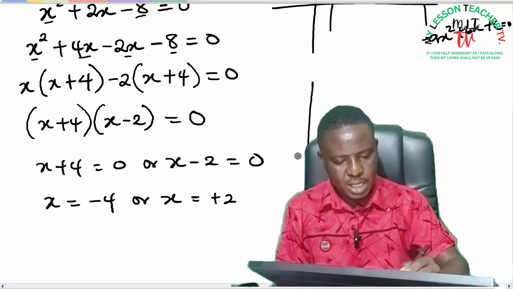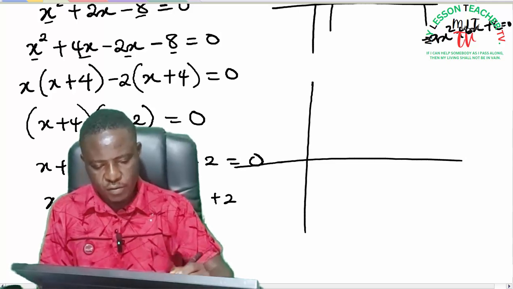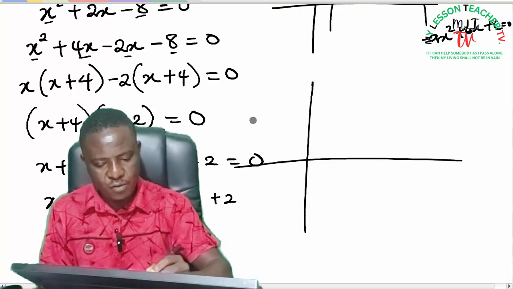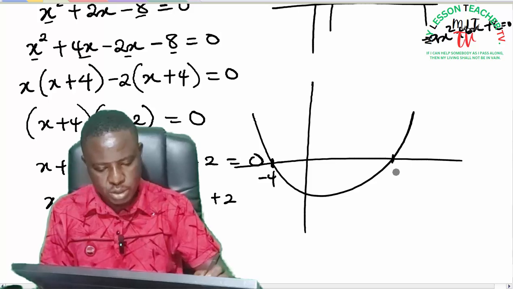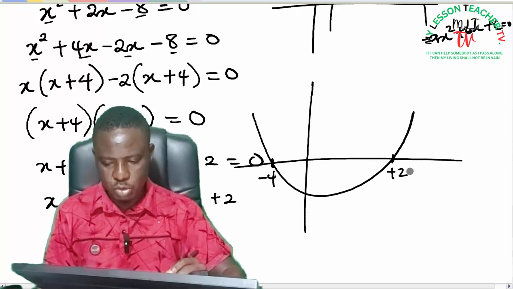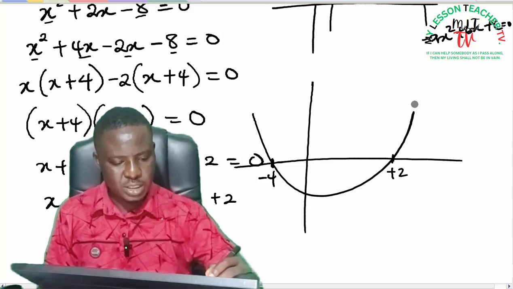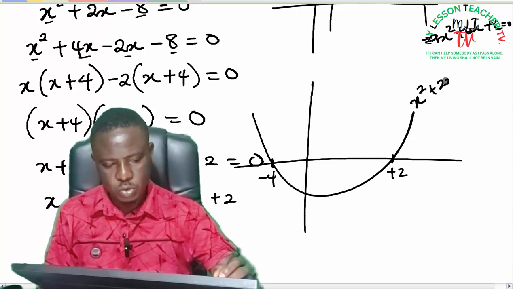So that means that this is a graph. If this is a graph, we have our graph to be in this form, where this point is said to be minus 4 and this point is said to be plus 2. My diagram is not drawn to scale, so this is the graph of x squared plus 2x minus 8.